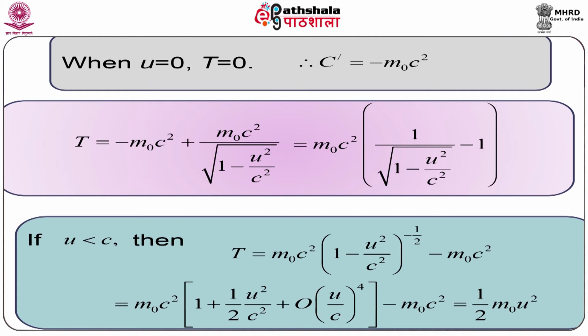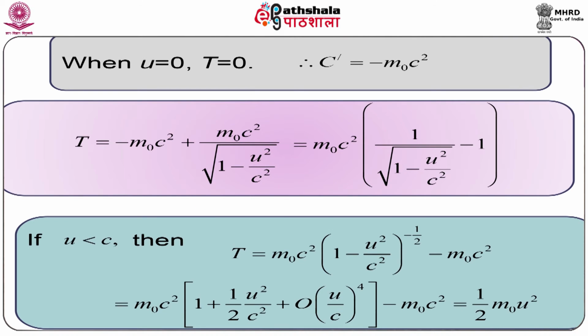If we substitute the value of C dash, we get the expression for kinetic energy T in relativistic mechanics. This result can be combined like this one.